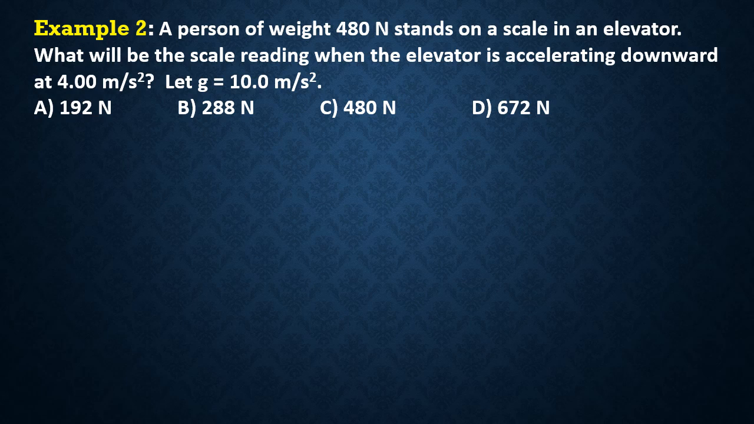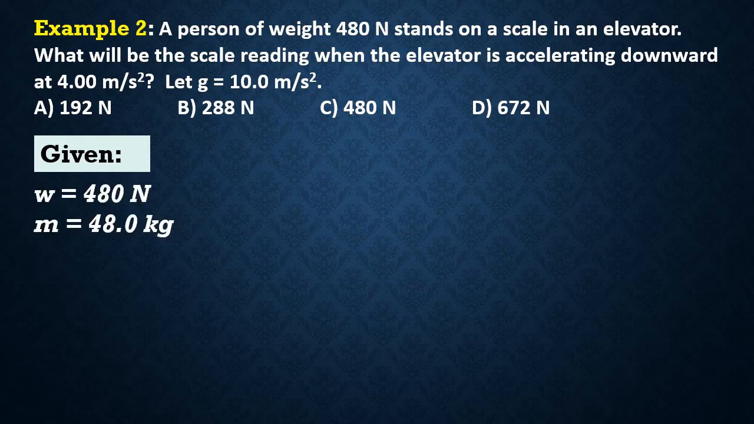For the second example, we have a person standing on a weighing scale in an elevator. His true weight is given as 480 newtons with an equivalent mass of 48 kilograms. We get his value of mass by simply dividing the weight W by acceleration due to gravity, or g. And we are also told that the elevator is accelerating at 4 meters per second squared directed downward. It follows that the person's acceleration is also equal to 4 meters per second squared.